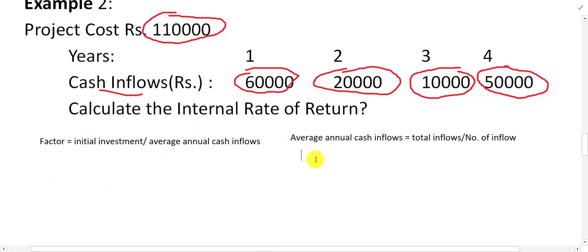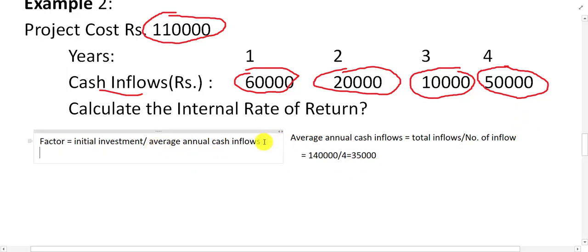So total of inflows divided by number of inflows. Let us find out like this. How much is the total of inflow? 60 plus 20 becomes 80, 80 plus 10 becomes 90, 90 plus 50 becomes 1,40,000. Divided by the number of inflows: 1 inflow, 2 inflow, 3 inflow, and 4 inflows. Divided by 4, you get 35,000. Now you can apply this formula.